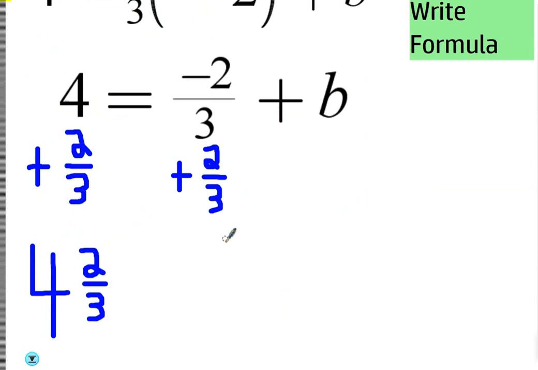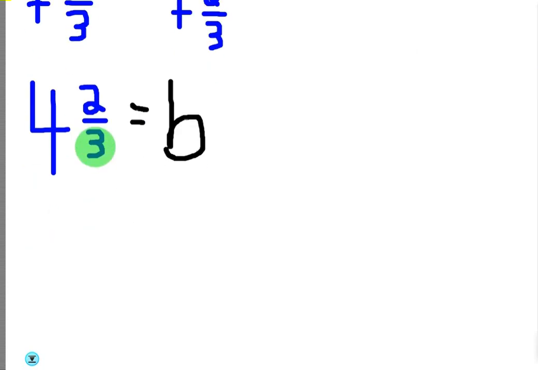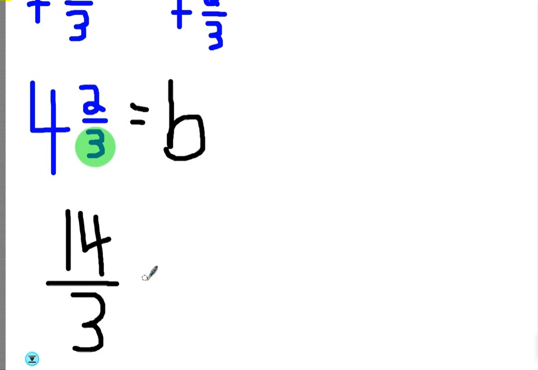Now the question is, how do you convert a mixed number to a fraction? You multiply and add. Take the bottom, multiply it by the whole number, that's 12, and then add the top, that's 14, and then divide by the original bottom. So it's 14/3. So b is 14/3.